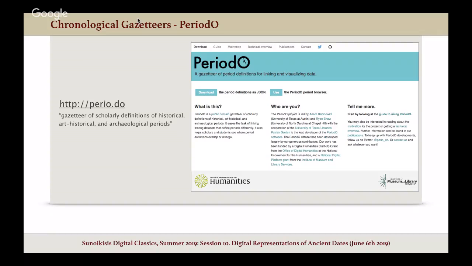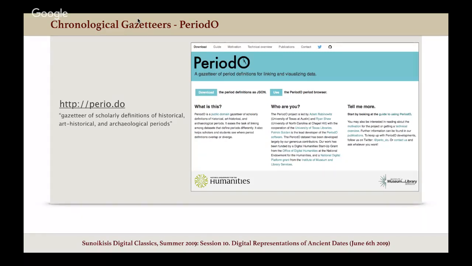Periodo has been around for several years now. It defines itself as a gazetteer of scholarly definitions of historical, art historical, and archaeological periods. This means that for any period definition found in any publication, there can be a Periodo identifier in the form of a permalink. So they provide bibliographical information about each period, and they provide a definition of the time span in years. And sometimes they do also provide some geographical information.